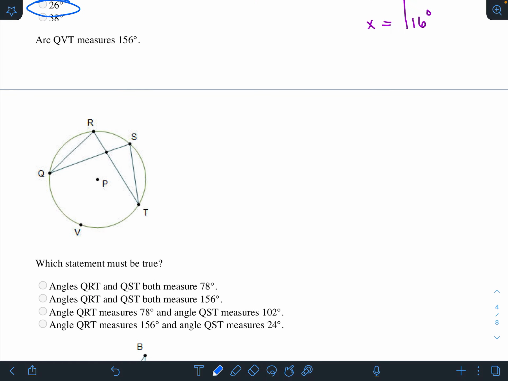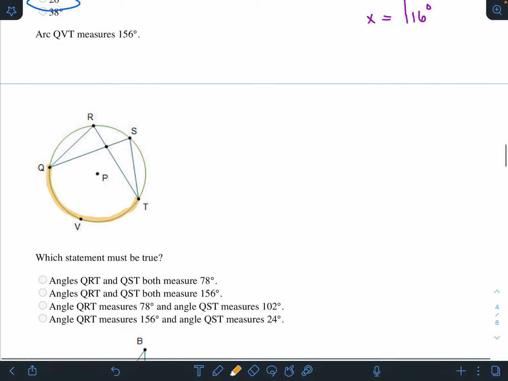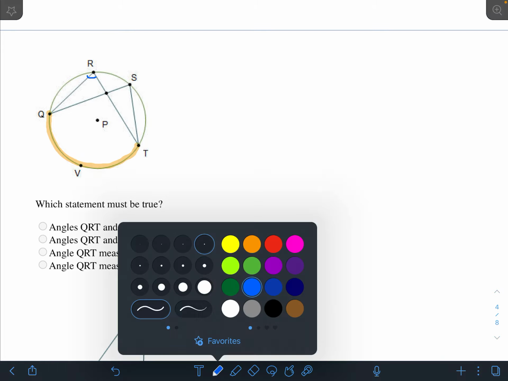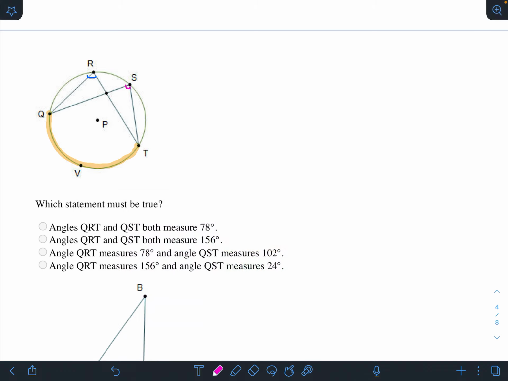Okay, arc QVT measures 156 degrees. Which statement must be true? All right, so each one of these is talking about angles QRT and QST. Angle QRT is this one right here, and angle QST is this one right here. Now, you'll notice that they both intercept that same arc QVT. So I know that they're going to be congruent angles.